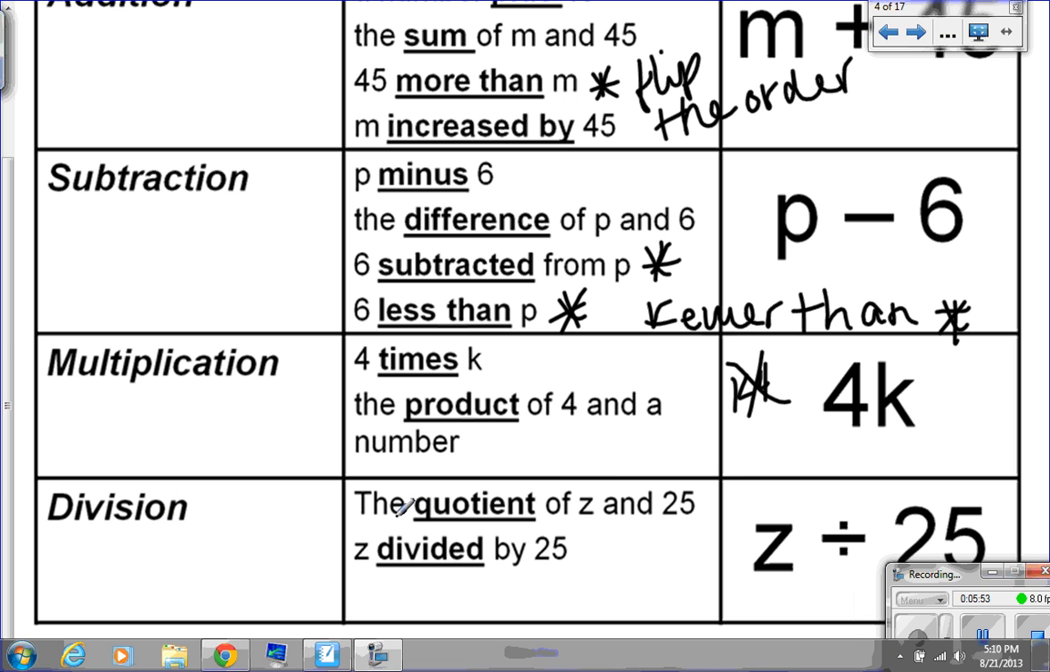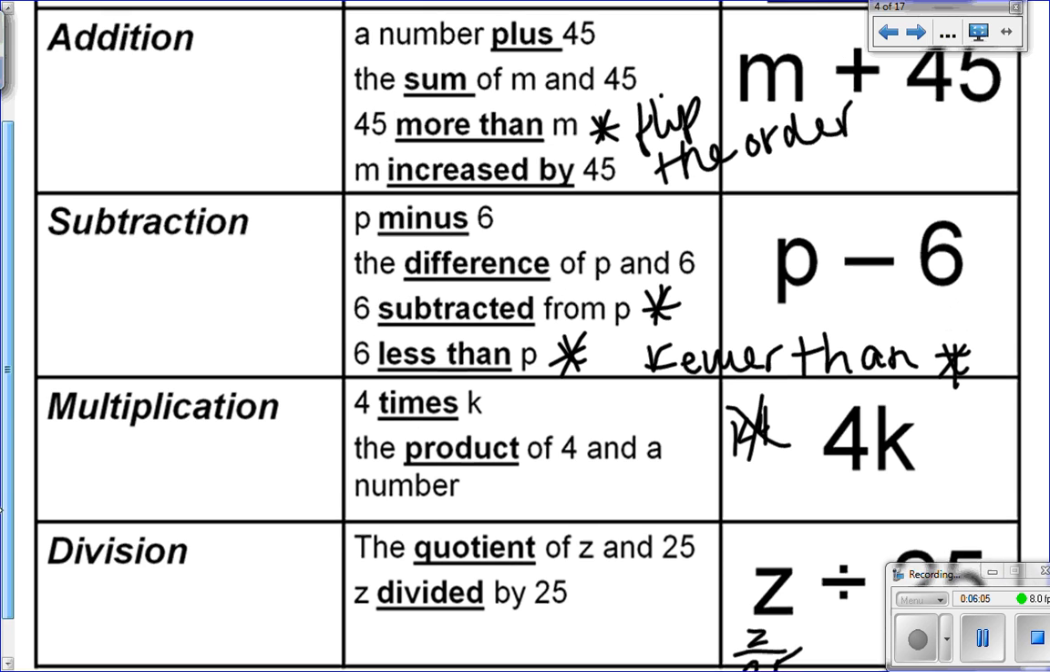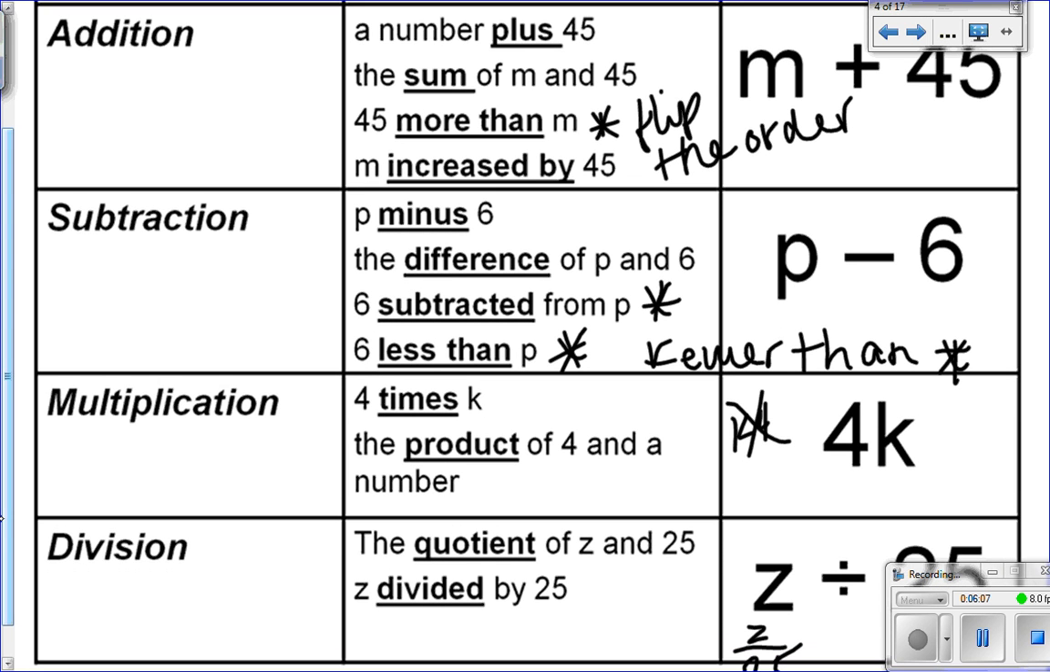So last one, division: the quotient of Z and 25, and Z divided by 25. And you can also use the fraction bar, so Z divided by 25. So I want you to take a minute, hit pause, and make sure you write down all the information on the slide.